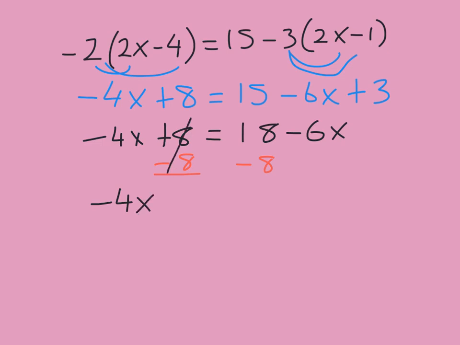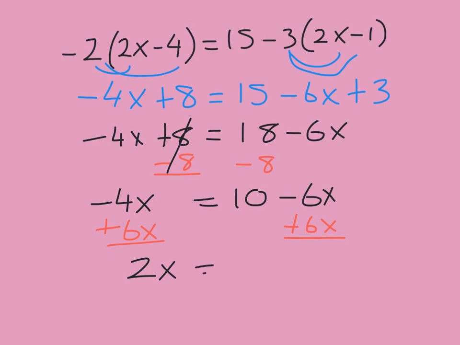plus 8 minus 8 cancel equals 18 minus 8 gives me 10, and then I have minus 6x. Going to go ahead and get rid of the x on this side, so I have minus 6x, sorry, that should be a plus. So minus 6x plus 6x, which I know will give me 0, and I'm going to get plus 6x on this side as well. Minus 4 plus 6 gives me 2x. I have 10 on this side, and I know that these will cancel.